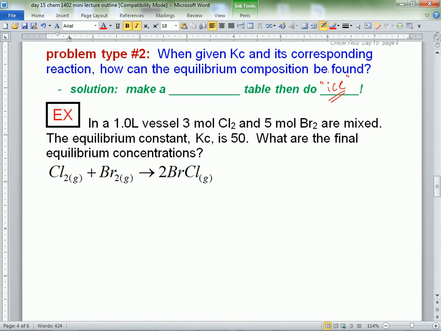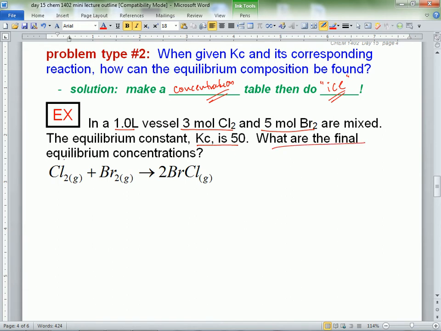What kind of table are we going to make? Not a mole table, but a concentration table. It has to be a concentration table. Mole tables will not work. You have to make concentration tables. And you'll see why. Let's work this one out. So they said that you have a 1 liter vessel. You have 3 moles of chlorine, 5 moles of bromine. And they said Kc is 50.